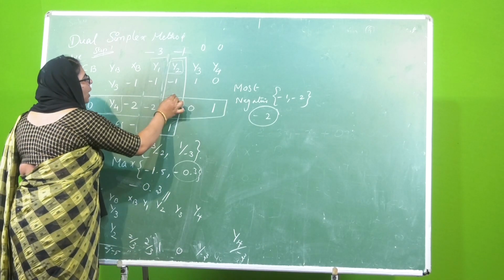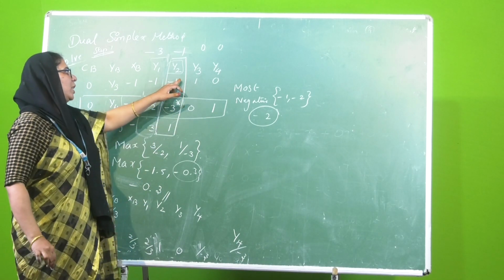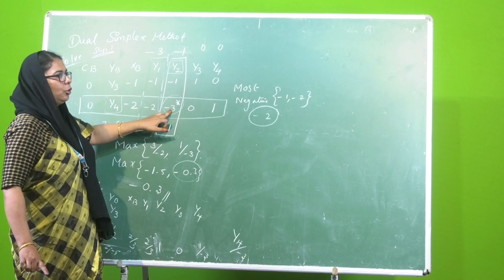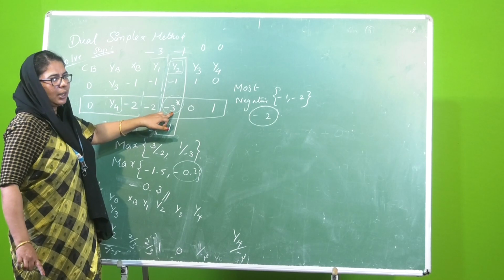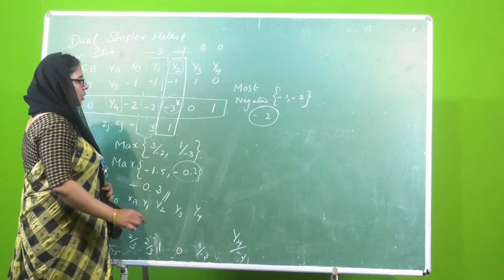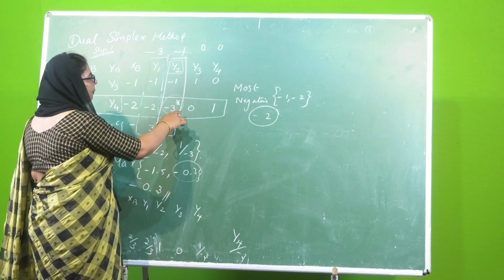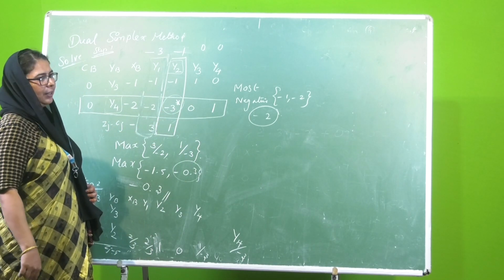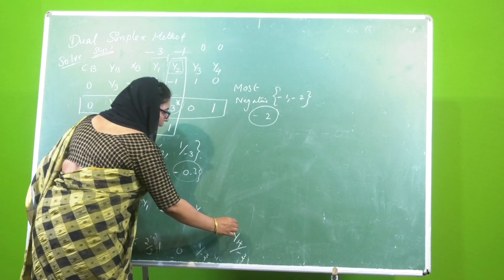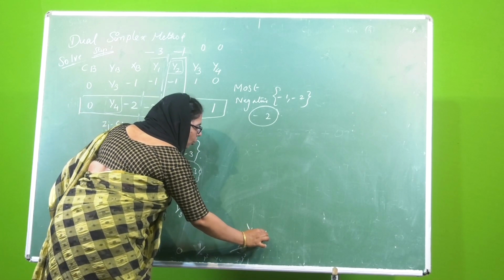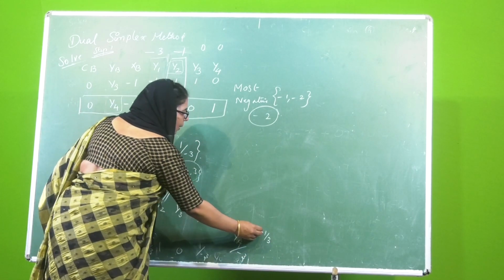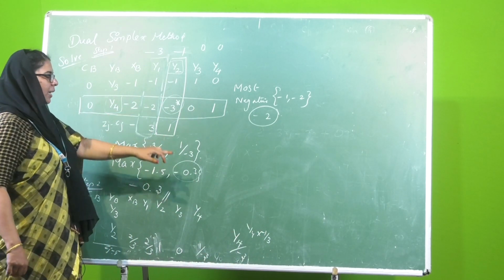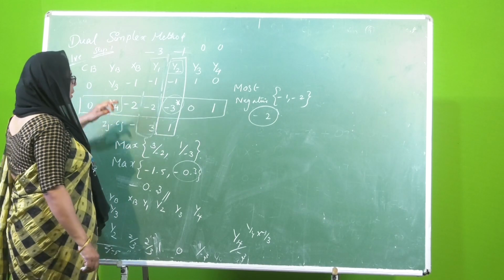So how can we change the pivot element so that minus 1 becomes 0? So minus 3 converts into 1. How can we convert minus 3 into 1? So you have to multiply by 1 divided by minus 1 divided by 3. So Y4 into minus 1 divided by 3 plus Y3.